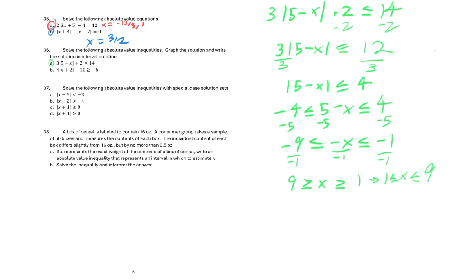And now we need to graph this solution. So draw our line here. We have 1 here, 9 here. Since we have the equal to, we're going to fill it in here and here. And it's going to be everything in between these two. And then writing in interval notation, it's going to be from 1 to 9, everything being included.